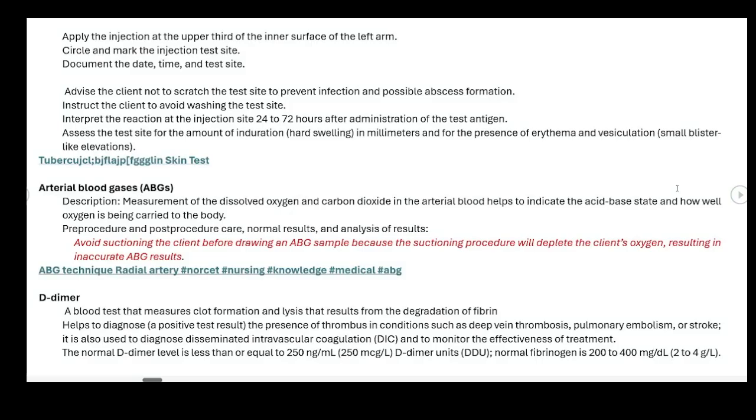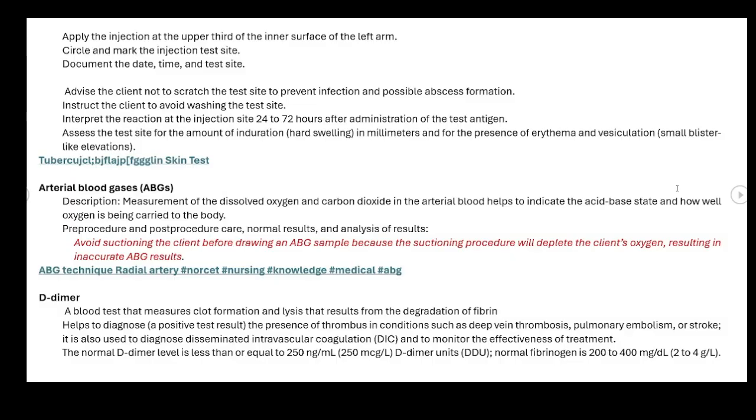All right. So let's look at the other parts. Make sure you apply the injection at the upper third of the surface of the left arm. Circle that area and let them come back in the next, I think, 24 to 72 hours. So document the date, the time, and the site. Advise the client not to scratch the site, to prevent infection and possible abscess formation.